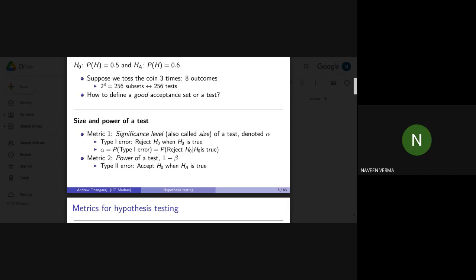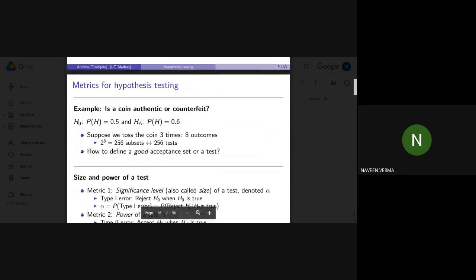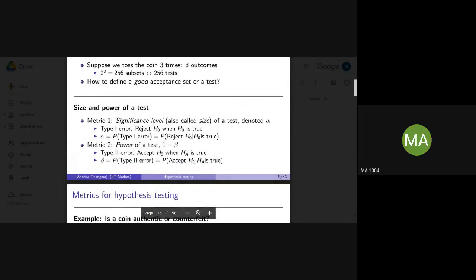Then, ma'am, what is 1 minus beta? 1 minus beta is called the power of the test. No, you were just explaining something before that. In the slide it is written that 1 minus beta is what? Okay, see here. Power of a test is 1 minus beta.